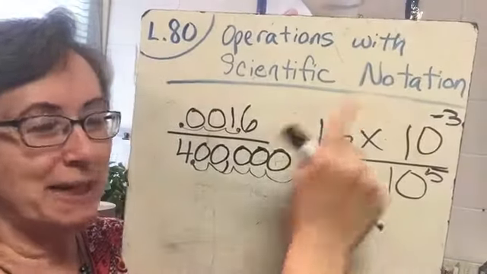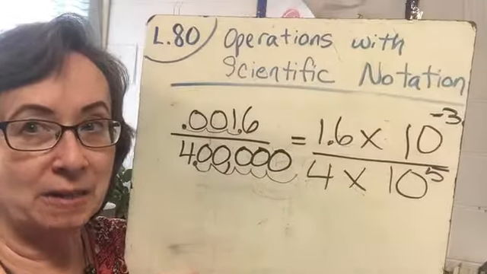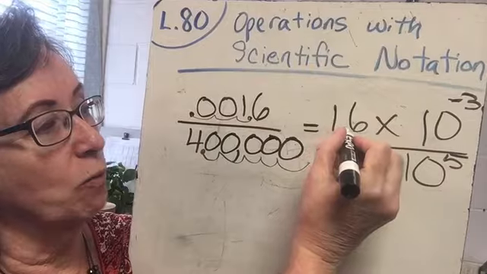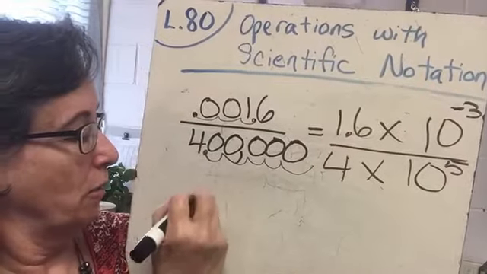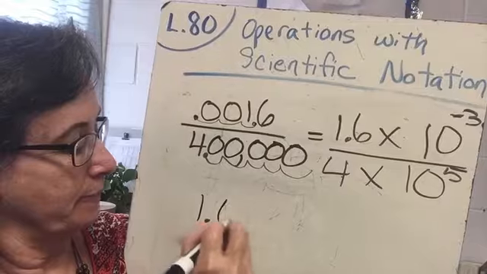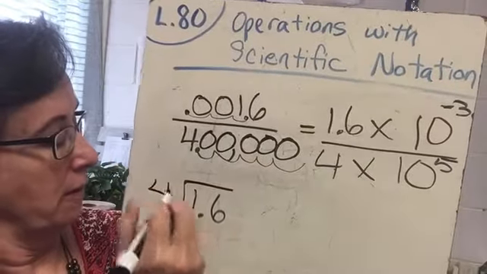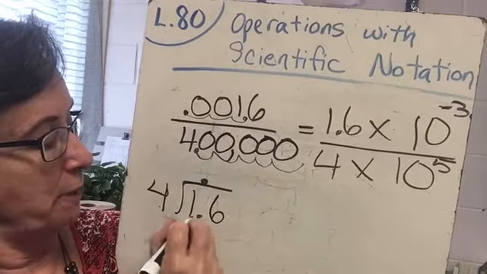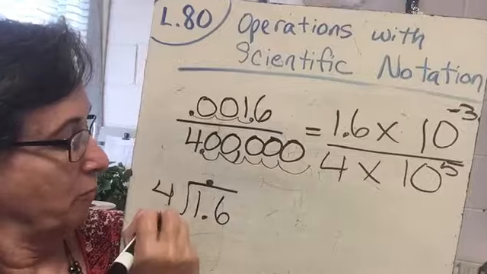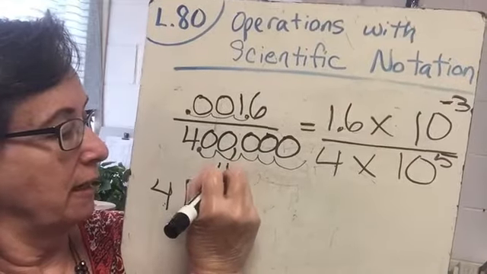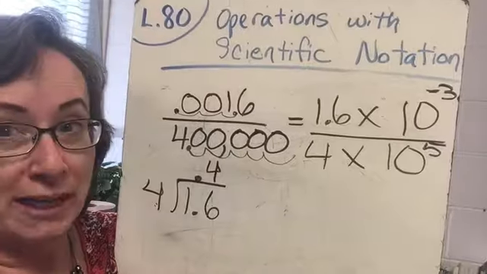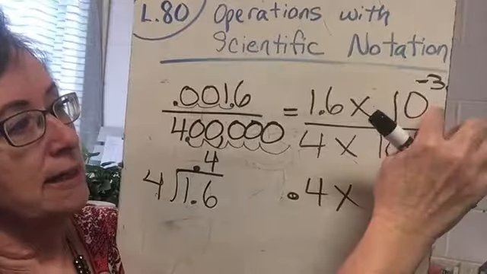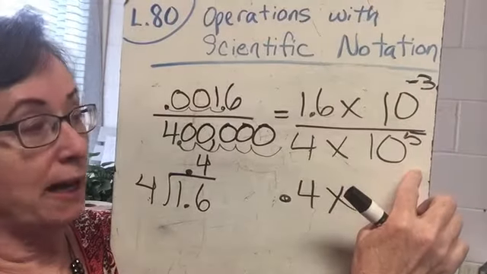Now we've got a little bitty tiny number divided by a big number, but that's not going to be a problem with scientific notation. So we're going to divide 1.6 divided by 4. Okay, I know I'm going to put my decimal there. 4 into, so once I put the decimal there, I can ignore the decimal. 4 into 16 is 4, isn't it? So isn't 1.6 divided by 4 equal to 0.4 times 10 to the negative 3 divided by 10 to the 5.